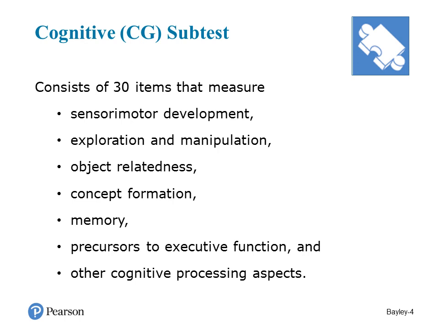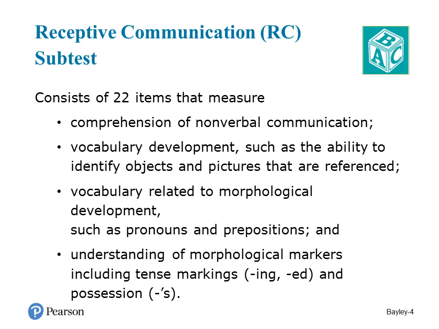So if you've seen the Bayley-4, the cognitive subtest on the Bayley-4 includes 81 items, and the 30 items on the Bayley-4 screening test are a subset of the items from the Bayley-4. In terms of the receptive communication subtest, 22 items compared to 42 items on the Bayley-4 receptive communication subtest.